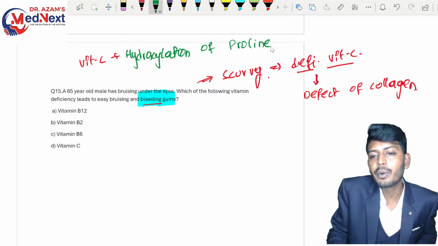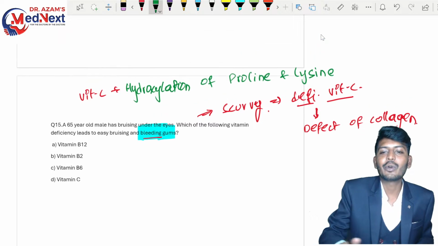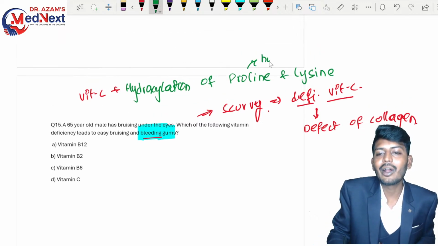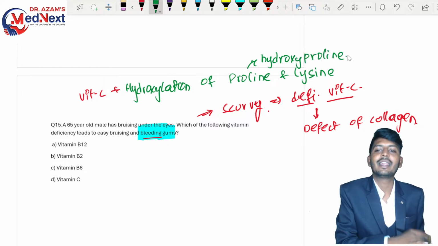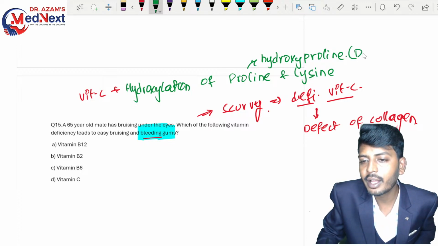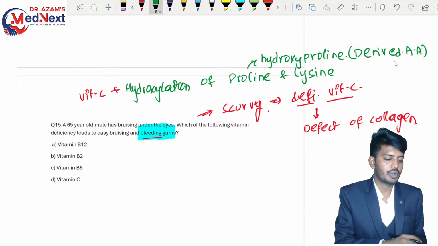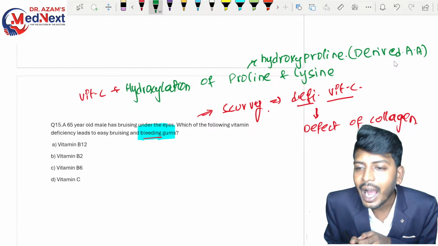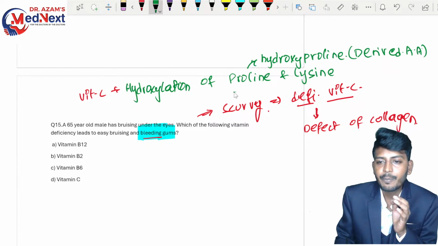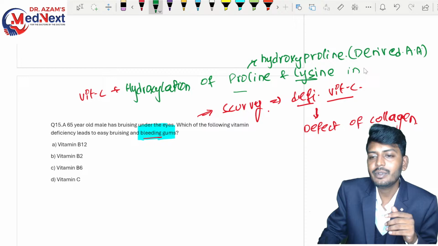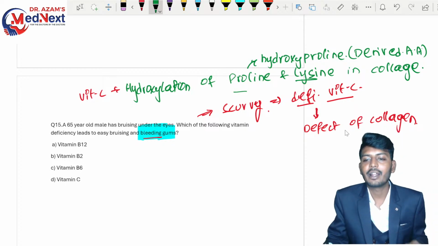Remember, proline and lysine. A question comes: proline becomes what? Hydroxyproline. This is also a very important MCQ. Hydroxyproline is called a derived amino acid. So basically vitamin C does hydroxylation of proline and lysine in collagen. Now if vitamin C is absent, hydroxylation will not occur, so there will be a defect of collagen.